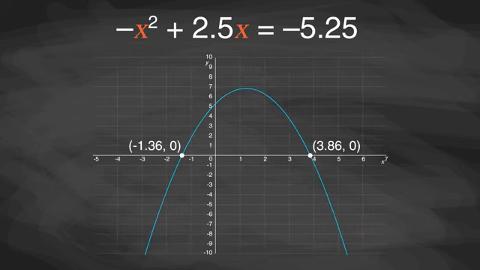At x equals negative 1 and 36/100, and x equals 3 and 86/100, y equals 0. Therefore, x equals negative 1 and 36/100, and x equals 3 and 86/100 are solutions to the equation negative x squared plus 2 and 50/100 x equals negative 5 and 25/100.